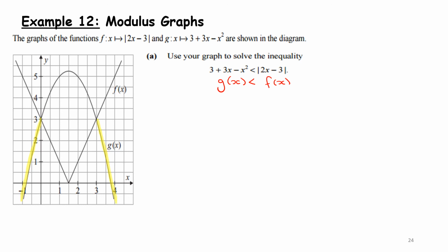Now, I need to just drop a line down to see where we're starting. So it starts at 3 and it starts at 0. So the corresponding x values will be these ones and these ones. So my answer for my graph will be where x is greater than 3 and where x is less than 0.